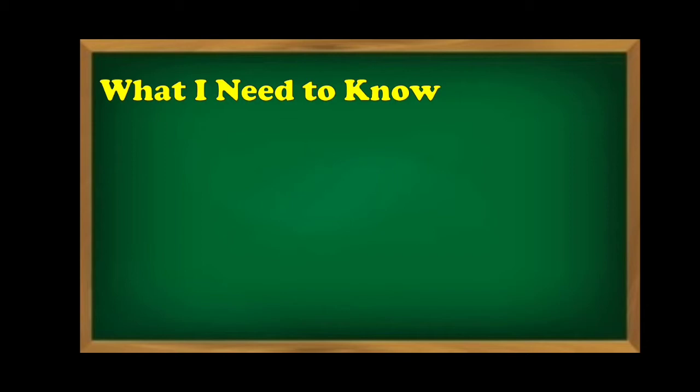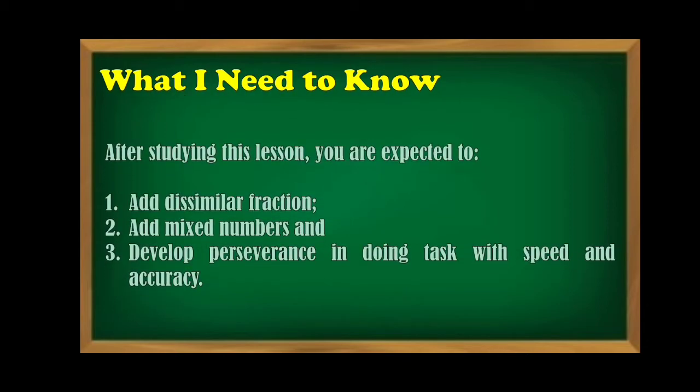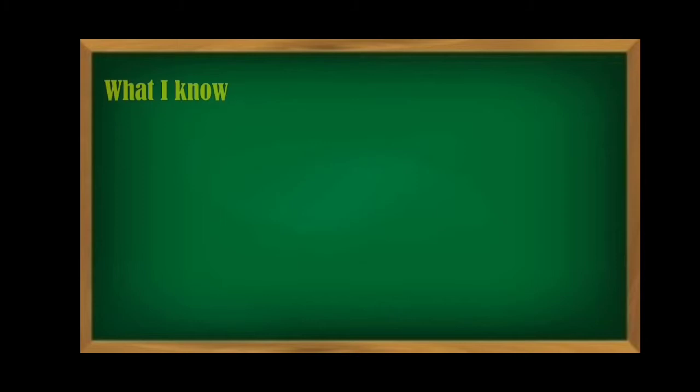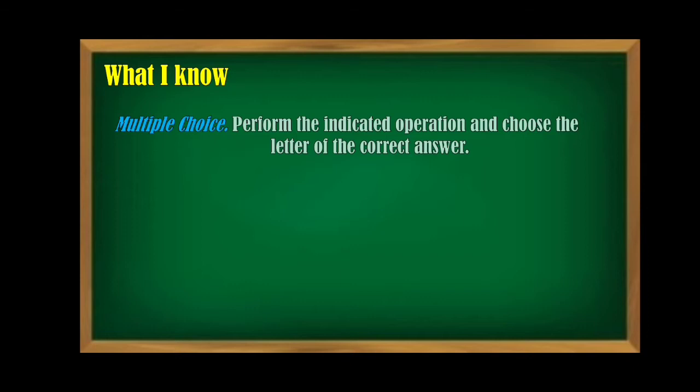So the first part in this module is What I Need to Know. After studying this lesson, you are expected to add dissimilar fractions, add mixed numbers, and develop perseverance in doing tasks with speed and accuracy. Next is What I Know. In this part, our activity is a multiple choice wherein you have to perform the indicated operation and choose the letter of the correct answer.